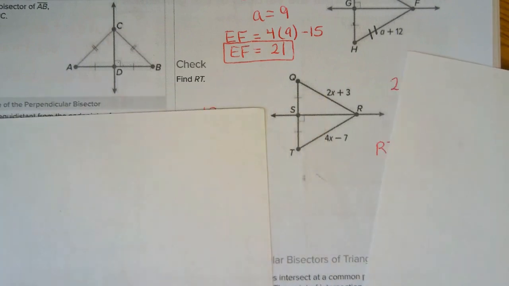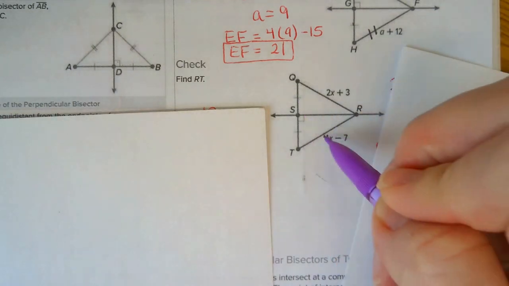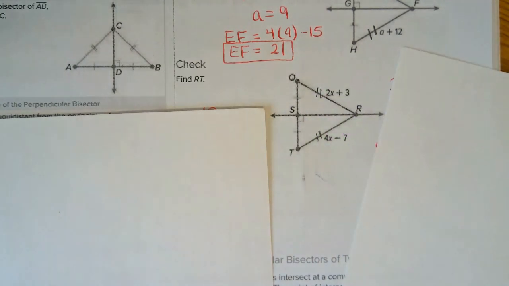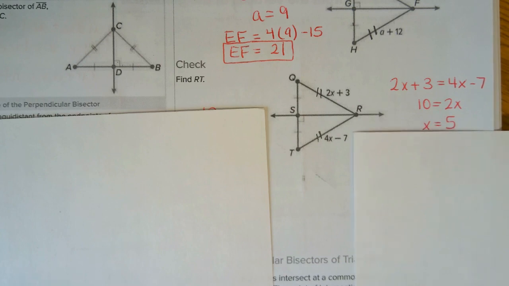So in the check question, they want you to find RT. Same as before, I see a perpendicular bisector with a right angle and bisecting, so therefore RT is equal to QR. So I set those two guys equal to each other and I solved. So I minused my 2x, I added my 7, and I got x equal 5.